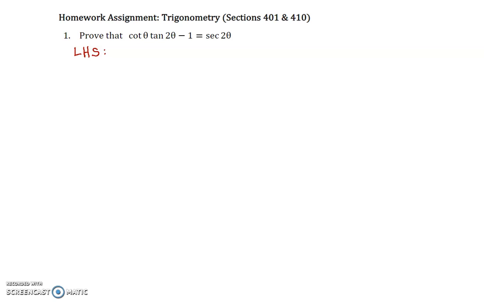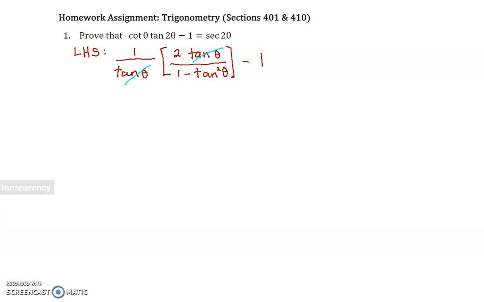So what I'm going to do here is change cot theta to 1 over tangent theta. And for tangent 2 theta, I'm going to use the double angle formula for tangent, so that would be 2 tangent theta over 1 minus tangent squared theta, and minus 1. As you know, you can refer to the formula. So 1 minus tangent squared theta and 2 tangent theta, we can cancel, correct? So we cancel that.